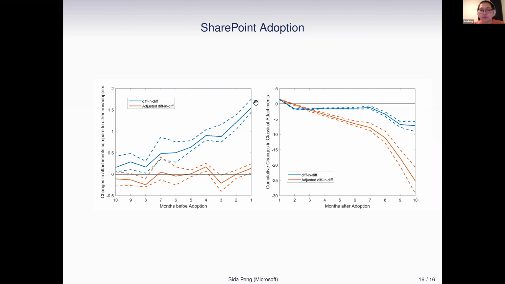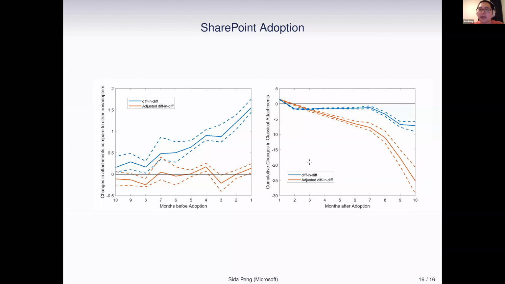This is the month before you adopt the technology. You can see here there's a rising trend. This coincides with the intuition that before you learn about the technology, it's more likely that your group has a productivity shock, so that you start to interact with your neighbors and colleagues, and that increases the amount of work you need to do and the number of email attachments you need to send. On the other hand, if you apply adjusted Diff-in-Diff estimates, the parallel trend assumption will be restored.